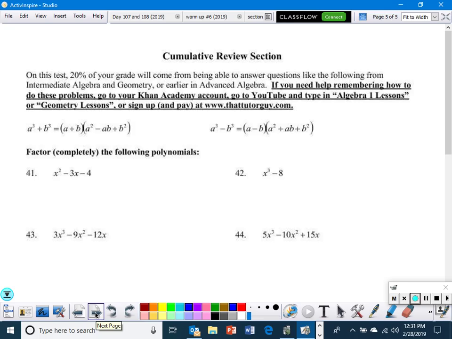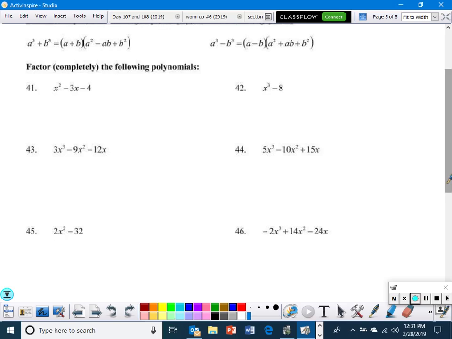All right, review, factoring. Here we go. So the first one, factors of -4 that add up to -3. Okay, well, that should be a pretty easy one. x minus 4 and x plus 1. So x minus 4, x plus 1.